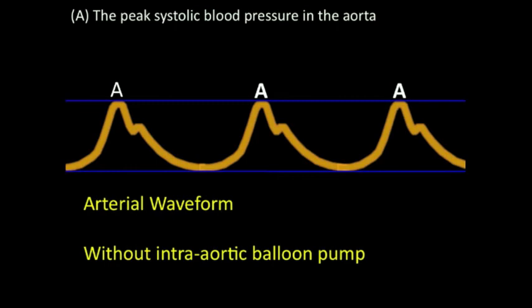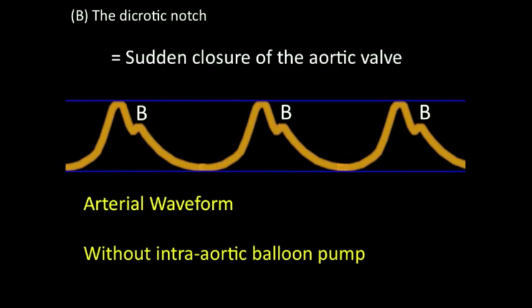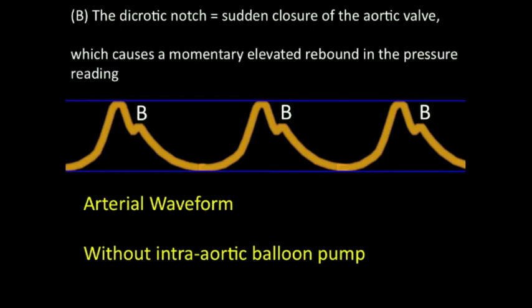Next is the dicrotic notch, and this represents sudden closure of the aortic valve. And I always picture this as a rebound effect. So the blood in the aorta wants to go to the lesser pressures, so it will go retrograde and try to get back into the left ventricle. But the aortic valve prevents that from happening by closing. And that blood that tried to go backwards and back into the LV rebounds off the valve as it closes and again goes forward, and that will give you the dicrotic notch. Just a momentary elevated rebound in the pressure reading, and it's often called a sawtooth pattern.